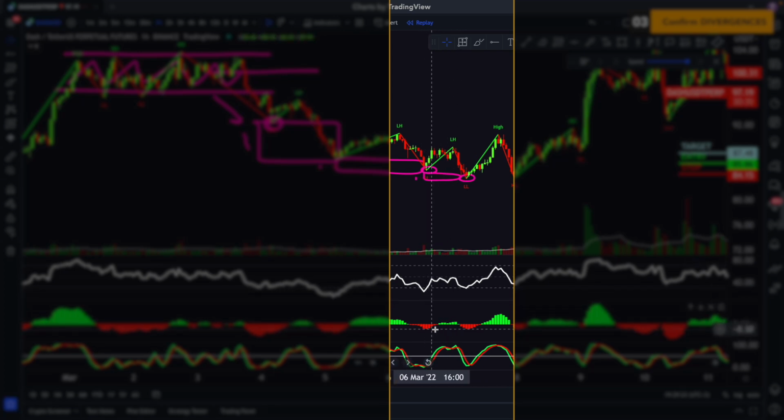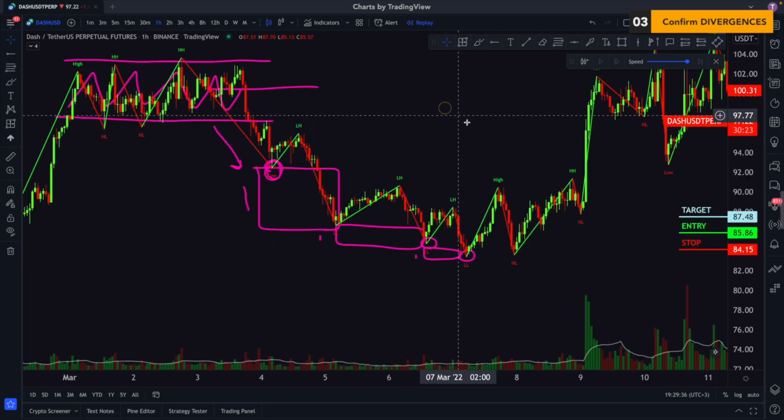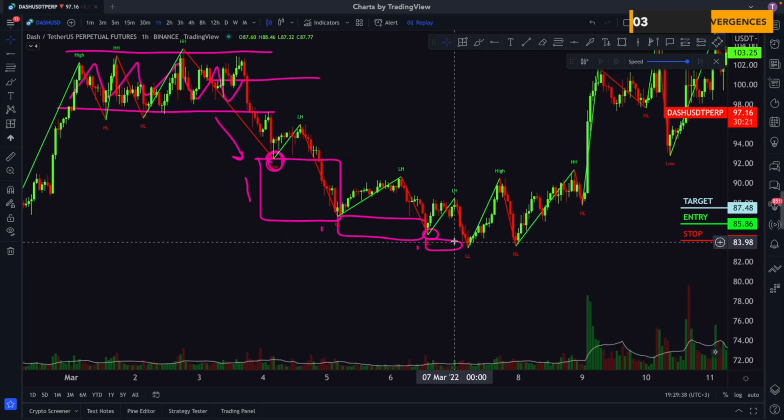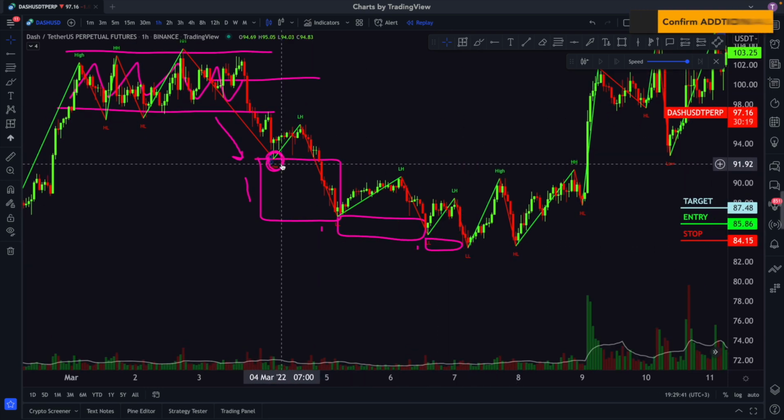MACD histogram is almost flat. There may be a little divergence here, but enough to confirm the overall divergence. Okay, I get this question all the time: how can I be sure that it's the end of the down movement?